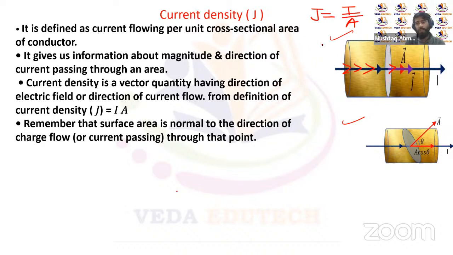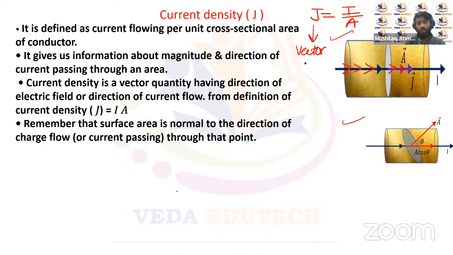Current density is actually a vector quantity, and this vector gives us information about the direction of the flow of current. So current density is a vector quantity, having the direction of the electric field or the direction of current flow.